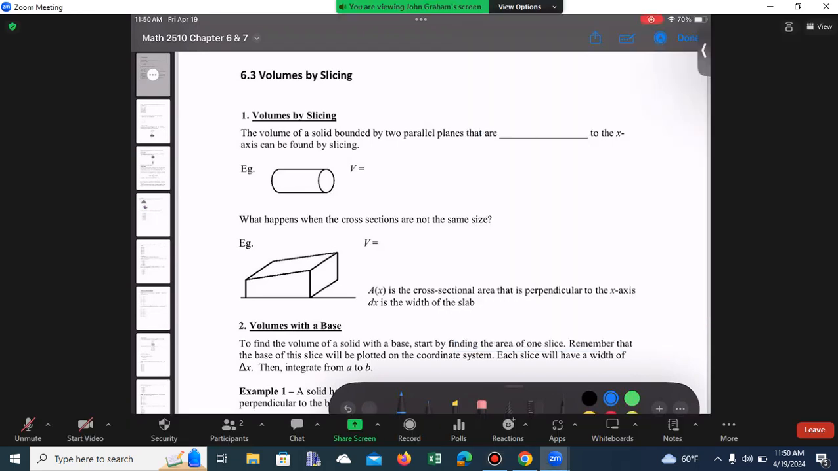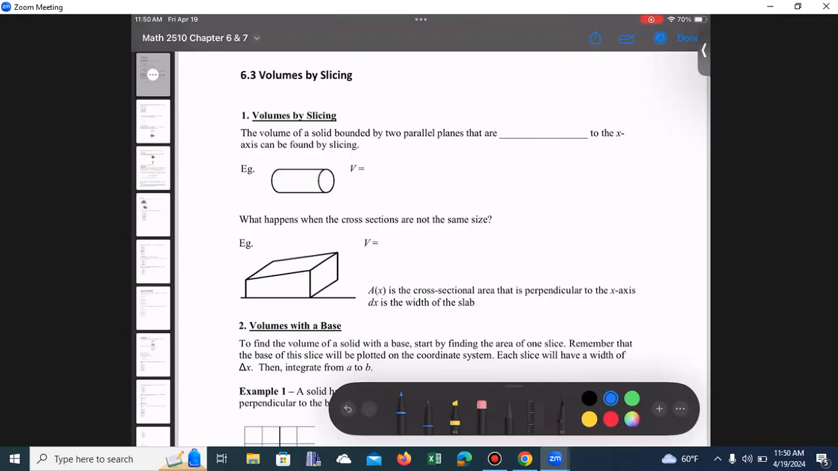Hi, this is Math 2510, and this video is going to be over section 6.3. We're going to be looking at calculating volumes based on functions that we end up rotating around either the x-axis or the y-axis, or maybe some axis parallel to one of those two. We'll be doing this through a few methods throughout the next couple sections, and they all involve integrating.